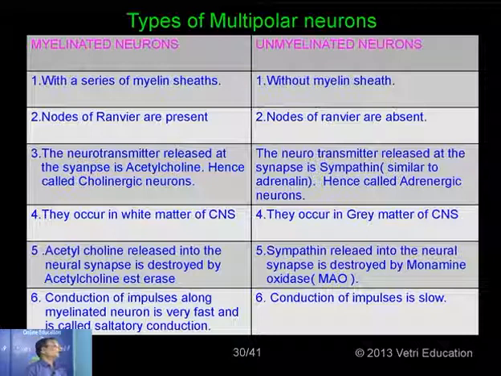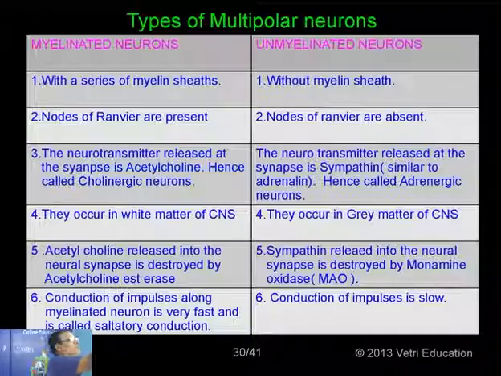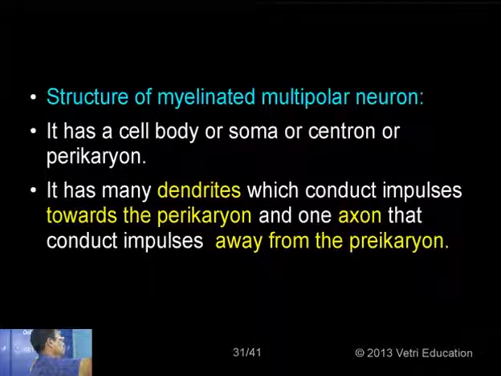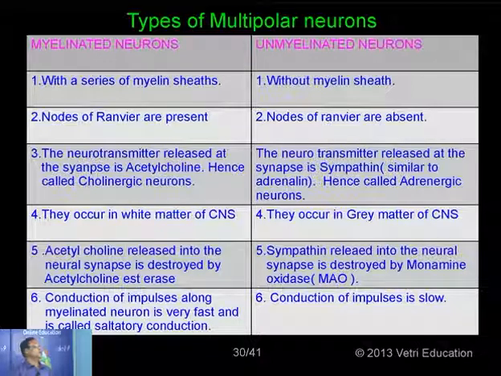Now the types of multipolar neurons. If you are taking the structure of the multipolar neuron, normally we can have another classification. One is based on the presence and absence of the number of axons and dendrons, and also based on the functions. Now the third type of classification is based on the presence and absence of one fatty layer, which we will discuss later in the structure.